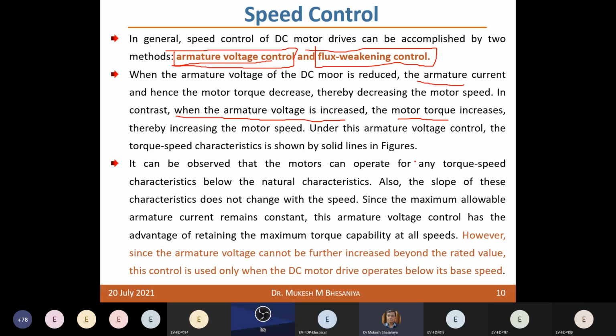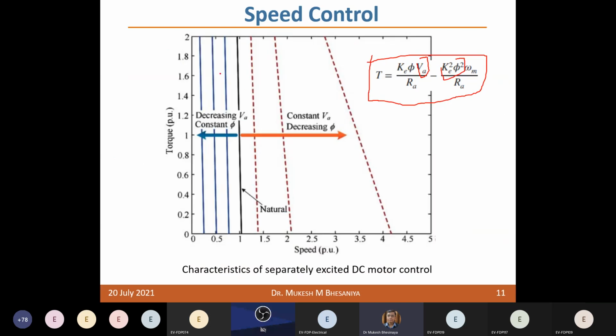Under this, you see this is the characteristic. First look at this characteristic. These blue solid lines are the natural characteristic at rated voltage. You can also see in much of the literature that speed is on the y-axis and torque is on the x-axis.